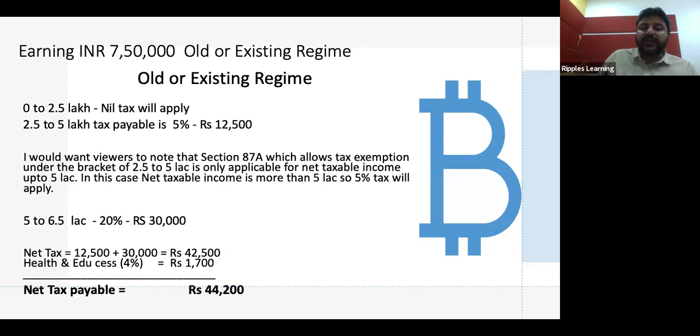So net is 42,500 plus health and education cess. What is the amount? 4%. 4% of 42,500, which is 1,700. So net tax payable is 44,200. The net tax payable is 44,200. Clear to everyone? Guys, I want a quick yes by everyone if they have understood this.